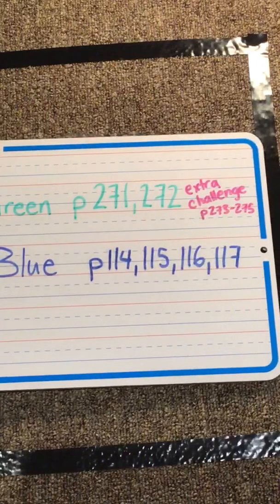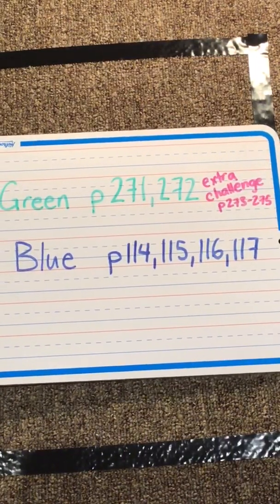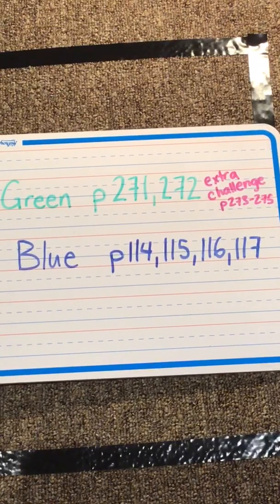Okay, so this week, in order to get all your math practicing in, if you have a green math book, you're going to do page 271 and 272. If you need any extra challenge, you can try page 273 to 275. Blue math book people, you're going to do page 114, 115, 116, and 117. You've got all your extra challenge built right in.